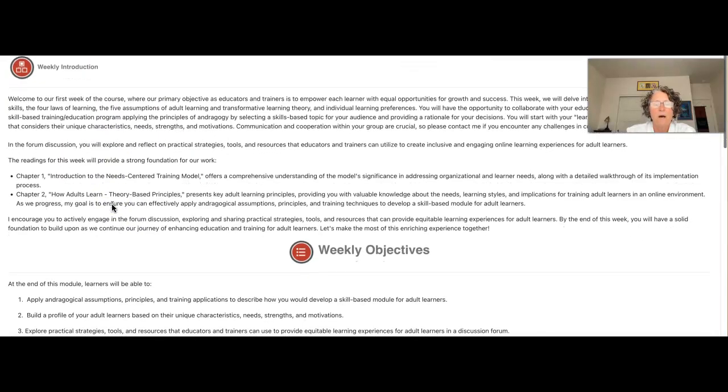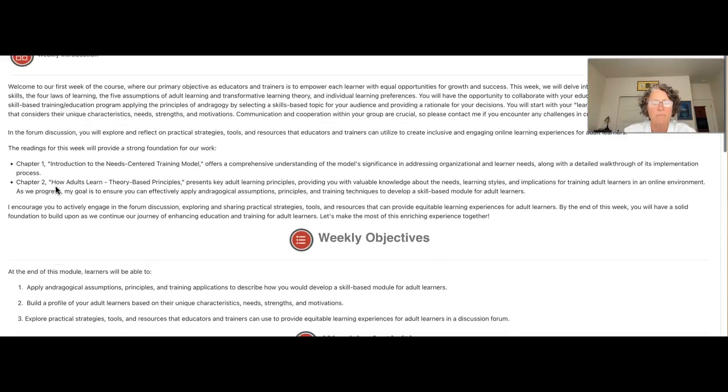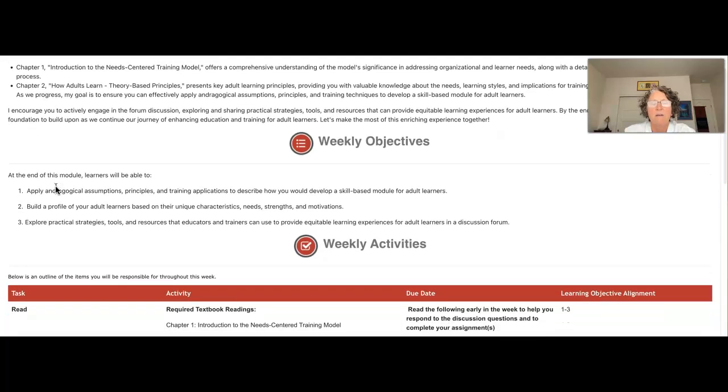So let's talk about week one besides getting organized. In week one, you'll notice that there are two main chapters that are going to be foundational, kind of starting us off. We're really going to focus in on the learners this week and pulling together how we teach adult learners differently than we might teach children. It really focuses on what is a training model, but again, the big push is how do adults learn and how do we teach skills and how do we consider who our learners are in our design process.